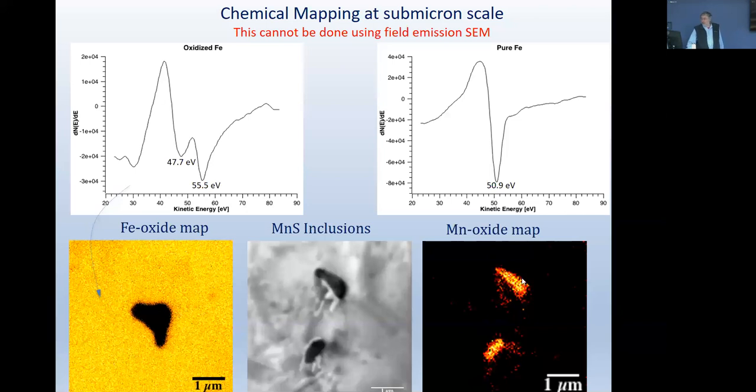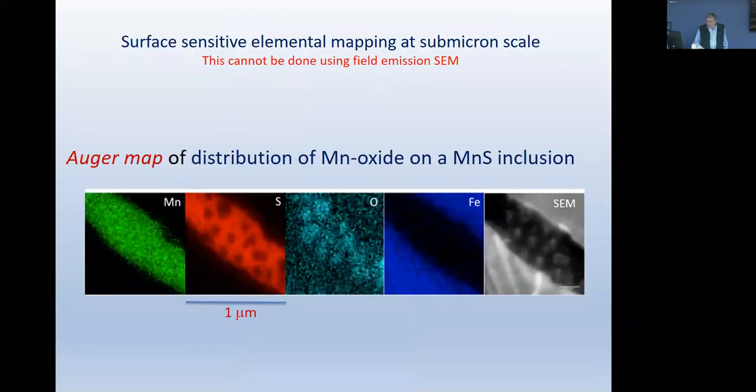Here it is. We run the manganese oxide map. It's nowhere except on these manganese inclusions. There is no way you can do something like that just using X-ray analysis. Okay. And we can also map it. This is, I put it there for the heck of it.